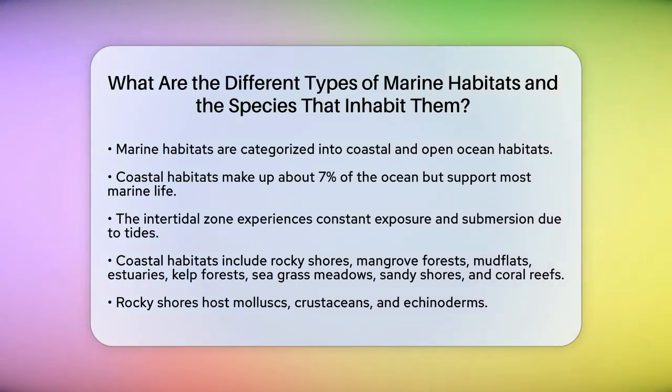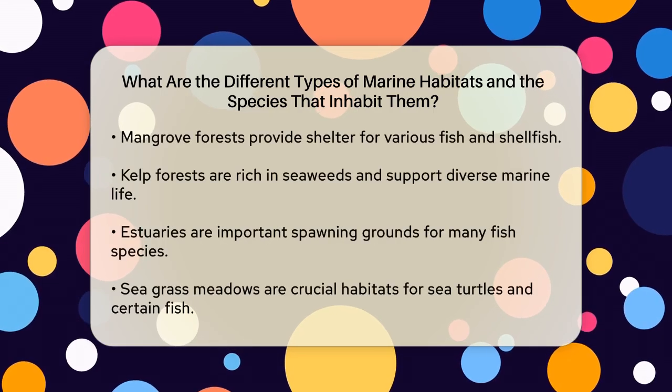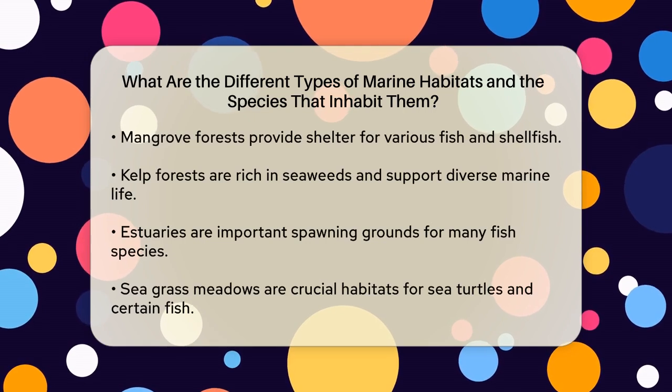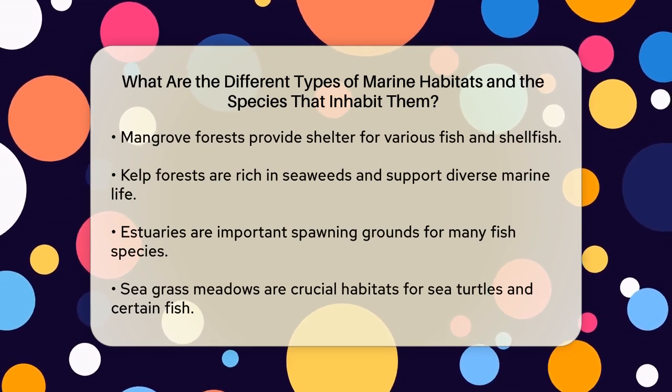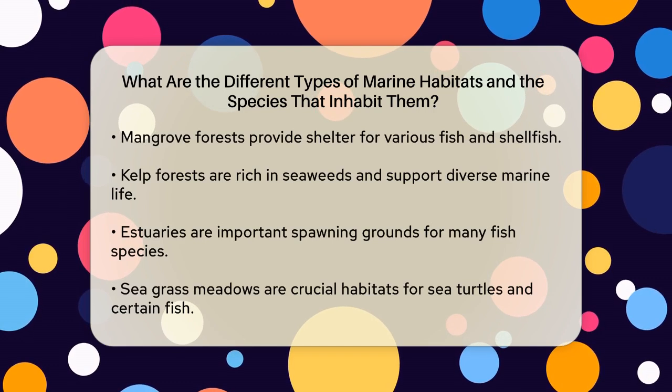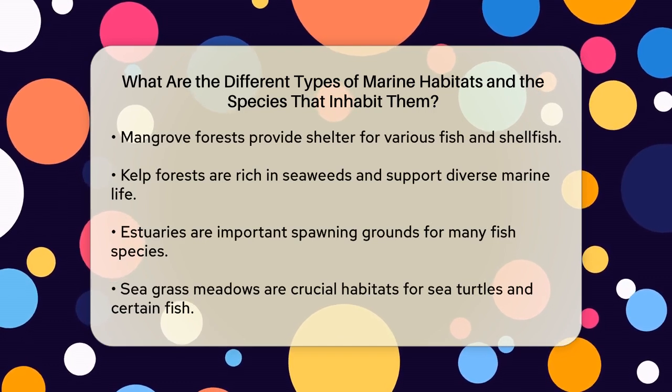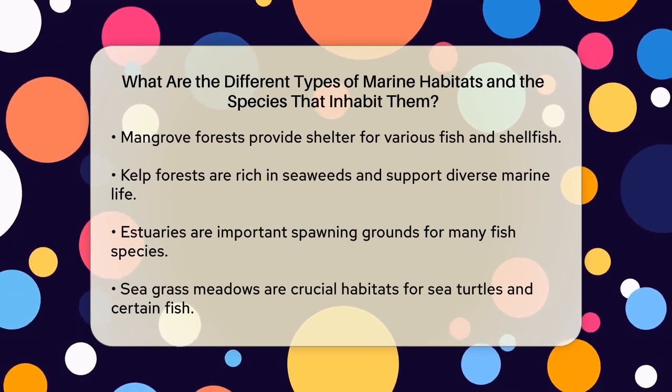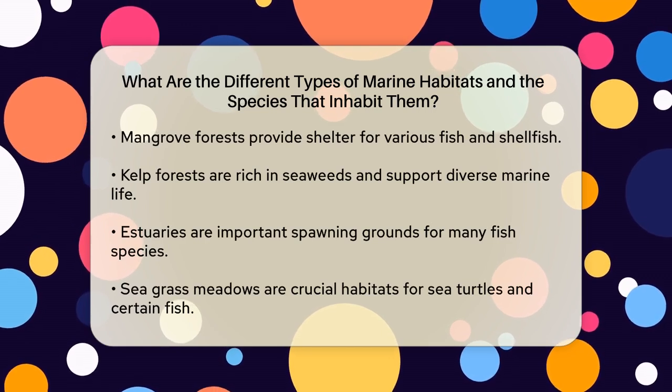Rocky shores are home to mollusks like oysters and limpets, crustaceans such as crabs and lobsters, and echinoderms like sea stars and sea urchins. Mangrove forests provide shelter for fish and shellfish, while kelp forests are dense underwater environments filled with seaweeds that support a wide range of marine life.